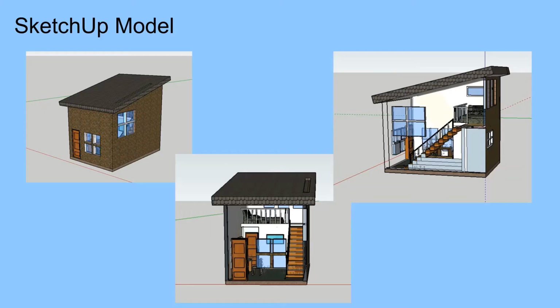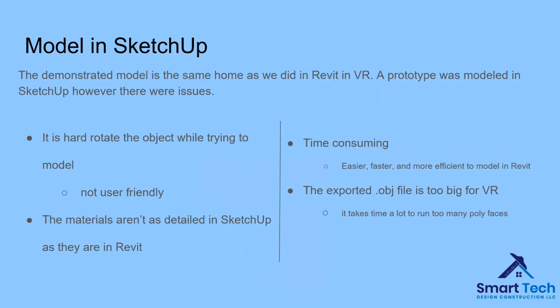I modeled a similar house to the one we modeled in the Revit file, with details. Also, I sketched it in SketchUp with the same dimensions I have in the Revit file. And SketchUp has a lot of issues. The first issue is that it's really hard to rotate it and see it clearly.